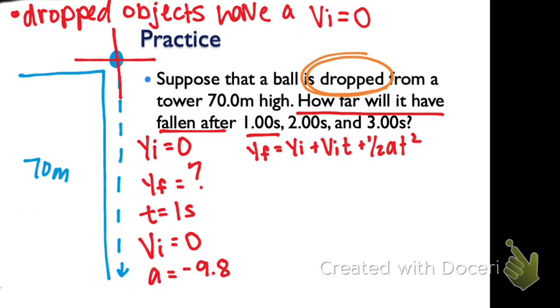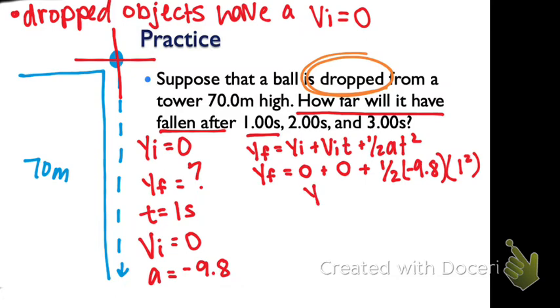All right, now I'm going to go ahead and put my numbers in for that. So my final displacement is what I'm solving for. My initial displacement is 0. My initial velocity is also 0, right? So that makes my equation pretty simple. 1/2 times negative 9.8, and I have a time of 1 second. Okay, and so that gives me a y final equal to negative 4.9 meters.